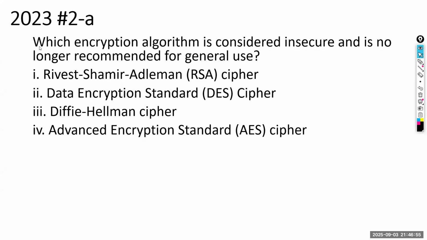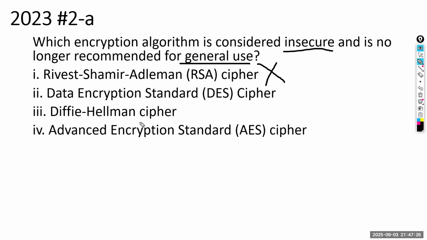Right. So then some theory questions, 2023 still. Which encryption algorithm is considered insecure and is no longer recommended for general use? Okay, general use. So remember, RSA has no issue, right? Just ECC is better than RSA, right? Still, we can use RSA. So therefore, no issue with RSA.